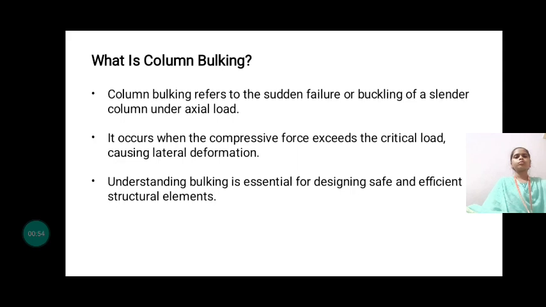What is column buckling? Column buckling refers to the sudden failure or buckling of a cylinder column under axial load. It occurs when the compressive forces exceed the critical load, causing lateral deformation. Understanding buckling is essential for designing safe and effective structural elements.